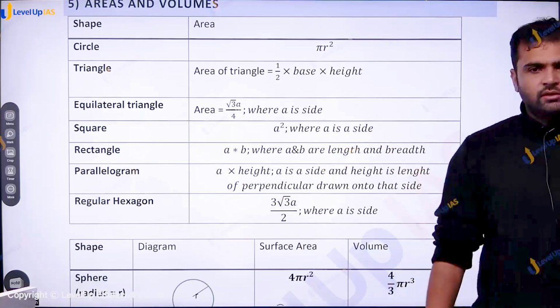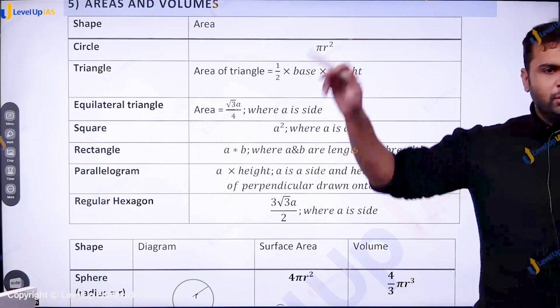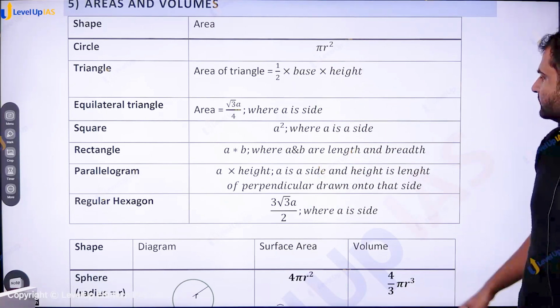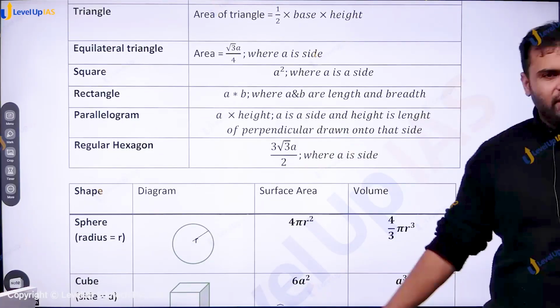Rectangle, length into breadth, area. Parallelogram, A into H, height. Regular hexagon you can forget, no problem.